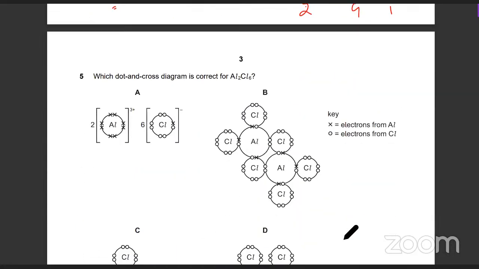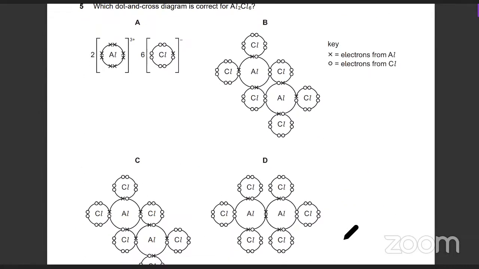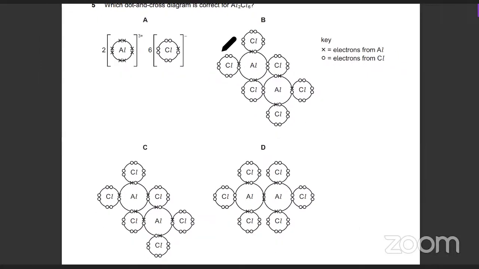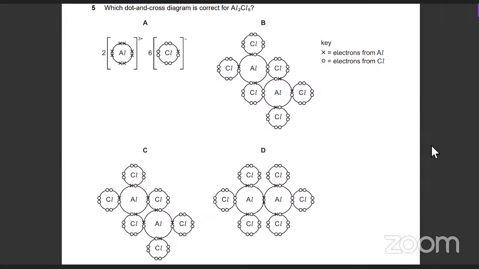I said next one. You've got dimerization of AlCl3. Which one is the correct diagram for this? Is it covalent or ionic? B. Yes, actually B. Because what happens is that Al is the one whose outer shell is not complete. So Cl is the one that lends lone pairs to it.